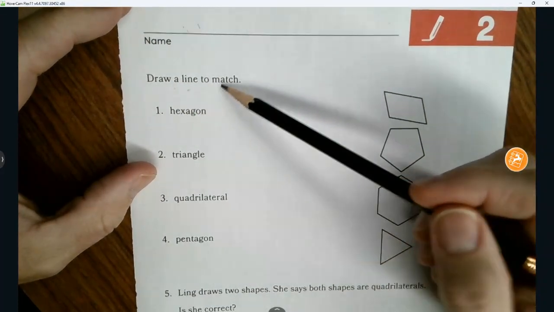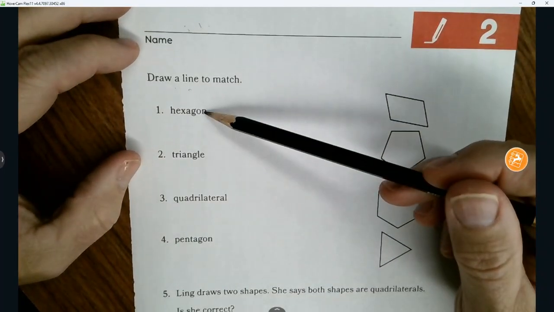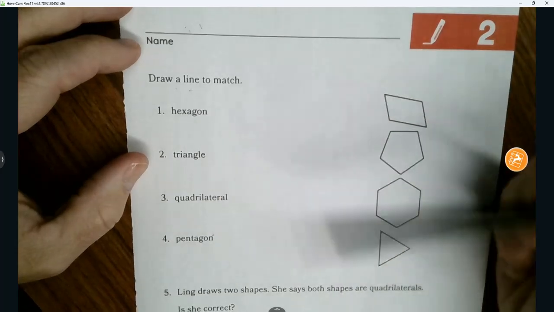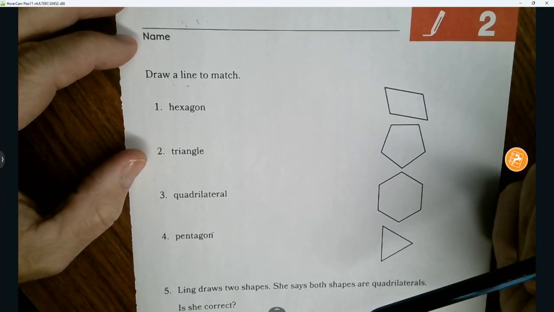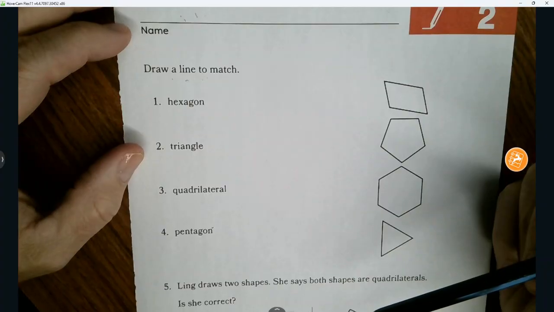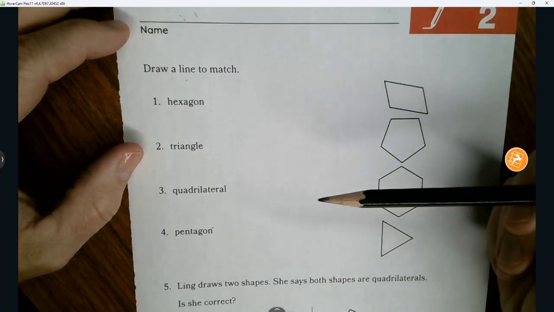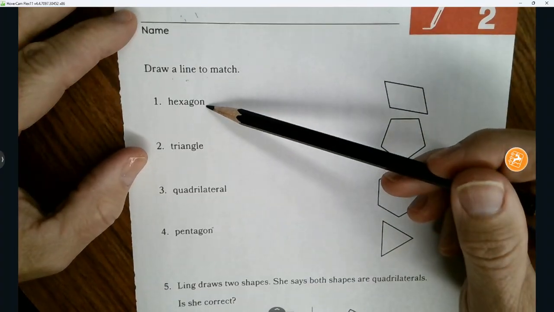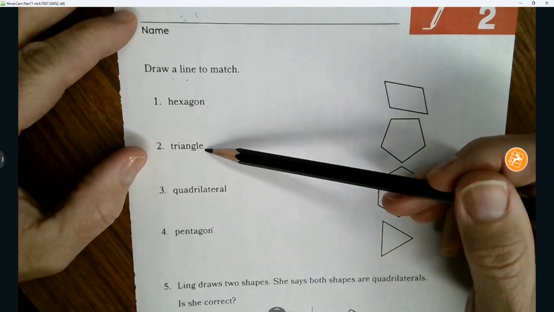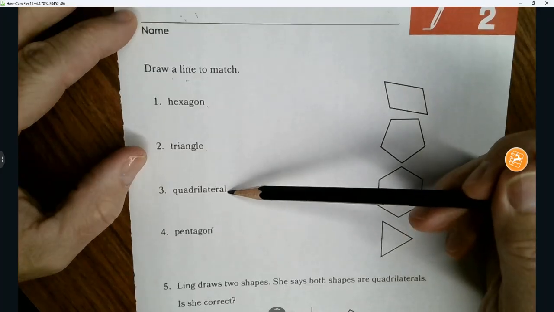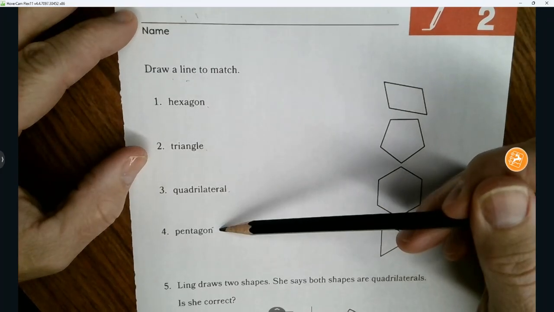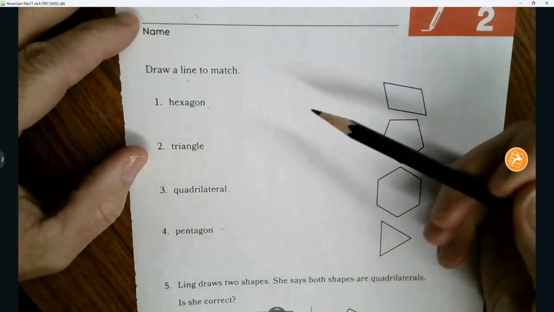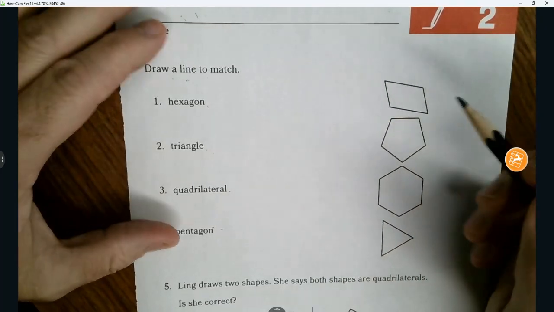Draw a line to match. So we need to find a hexagon, a triangle, a quadrilateral, and a pentagon, and draw the line. I always say do what we know the best and what's the easiest for us to find. So let's read all these: hexagon, triangle, quadrilateral, and pentagon. For me, easiest is going to be triangle because I know tri is 3.